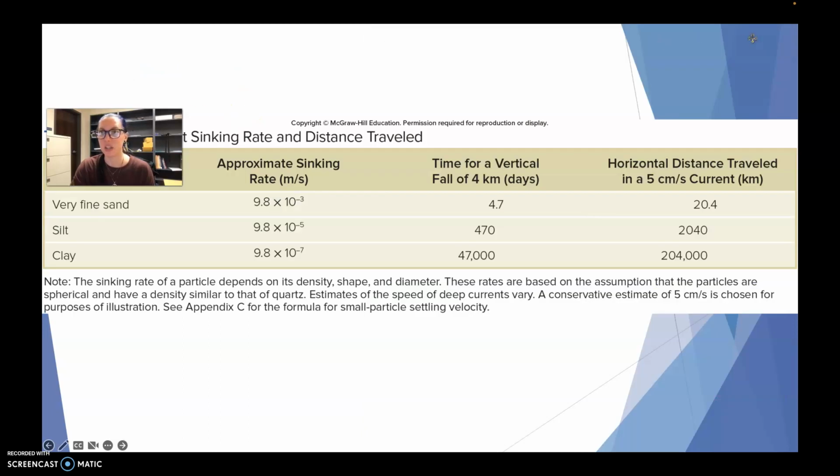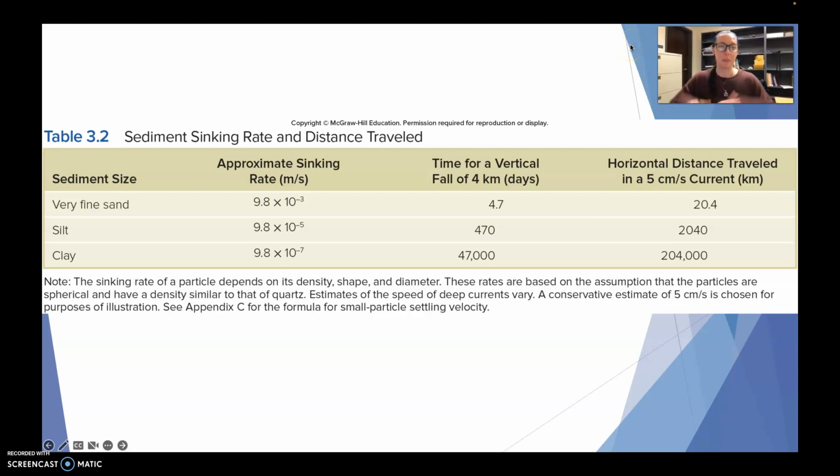So the next thing that I think is really interesting in terms of sediment size is how fast they sink and then how fast or how far they move in the horizontal. So we're considering their movement vertically as well as their movement horizontally. And that's what this table, which is in your book, is trying to show. So we're looking at very fine sand up into clay. The further down we go in this table, the smaller these pieces are. The big thing to keep in mind here is that the sinking rate lessens as we get smaller. So it takes longer and longer to fall in the vertical. And this would be the average time in days to fall our average depth of the oceans, which is 4 kilometers or 4,000 meters. Remember, those are the same number.